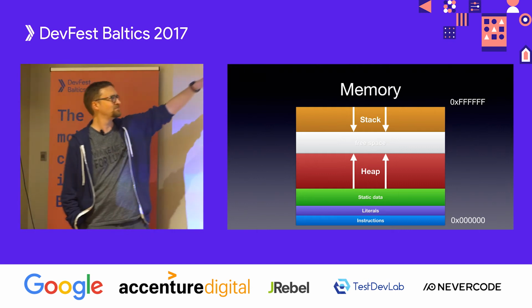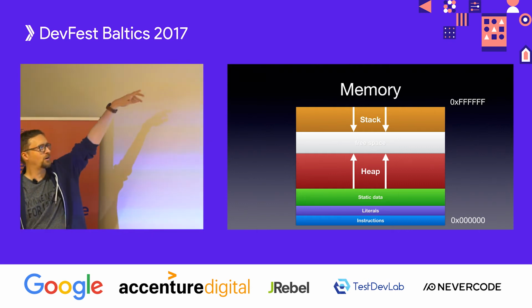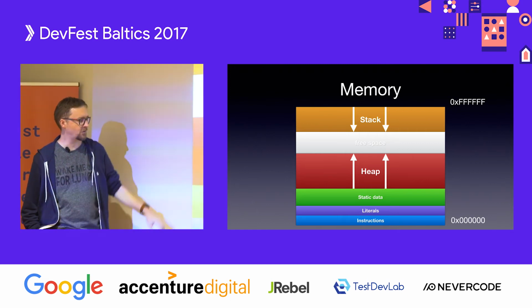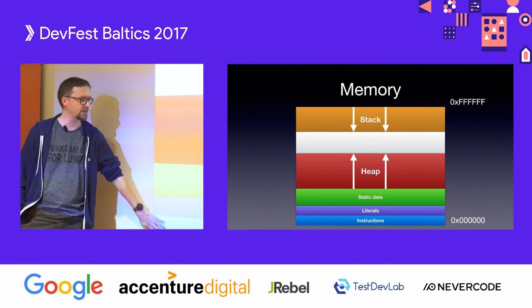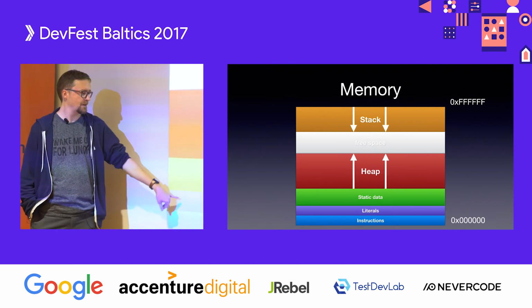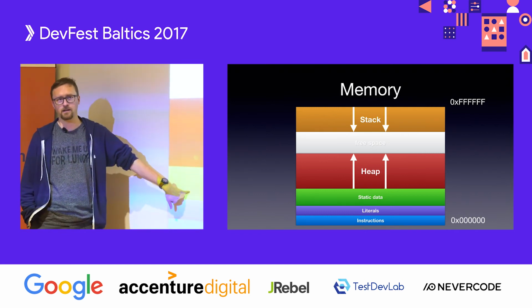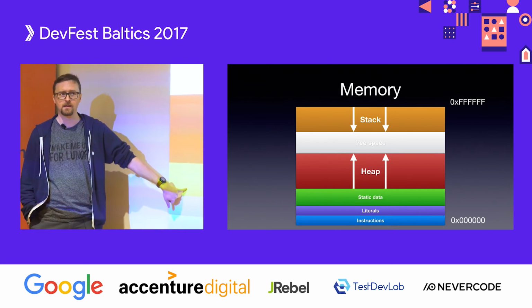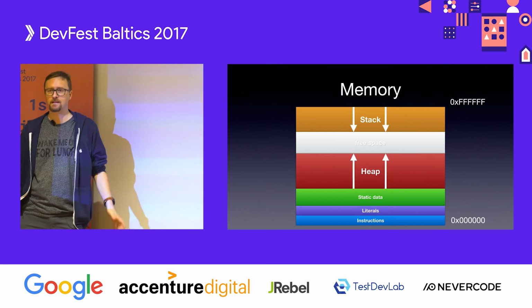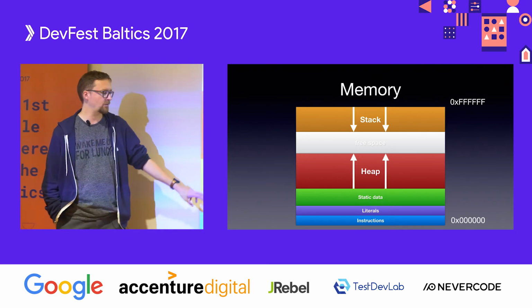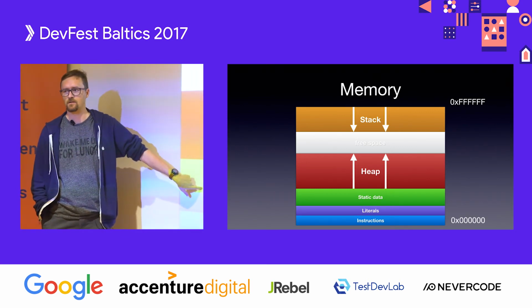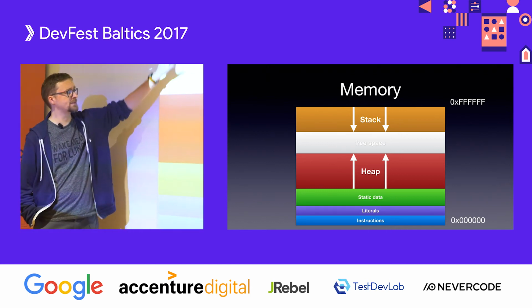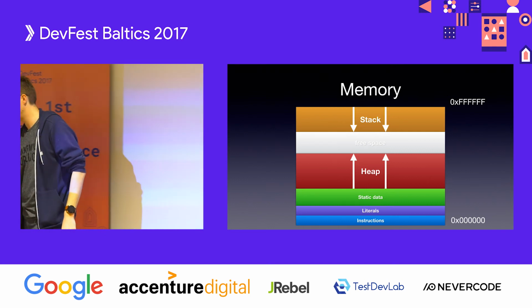So we have a stack that grows from the top to the bottom. We have a heap that grows from the bottom to the top. There's free space, and we have some static data and instructions. Static data can be created by the compiler, right? If we have static values, they will probably go somewhere here, so it's part of our executable. But anyway, we have a stack and a heap. You know what I want to say?